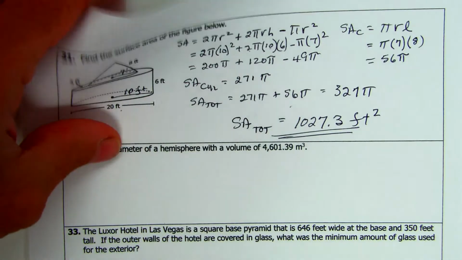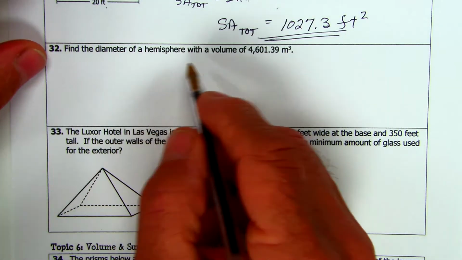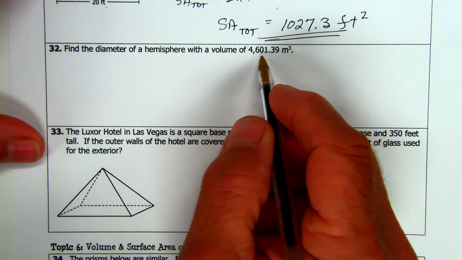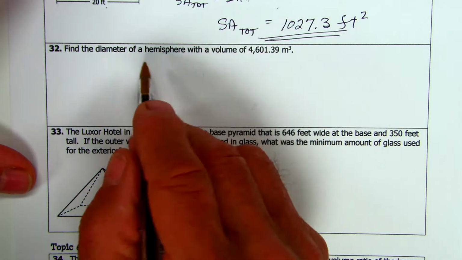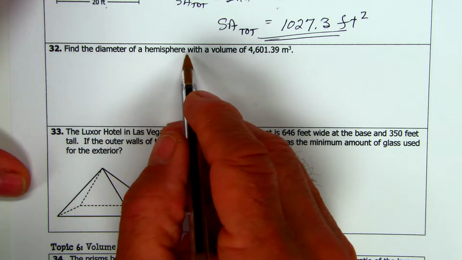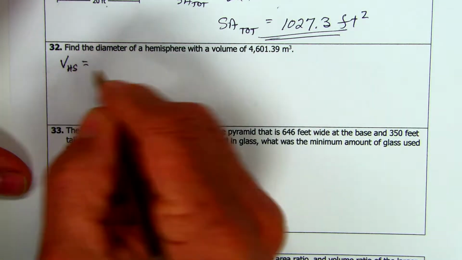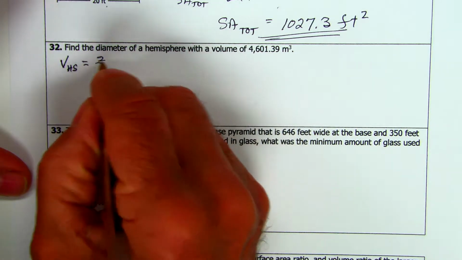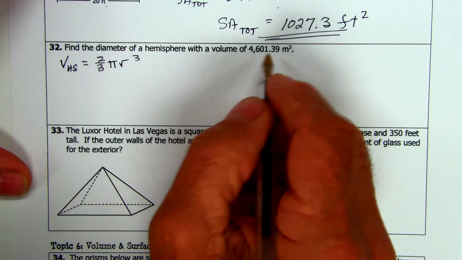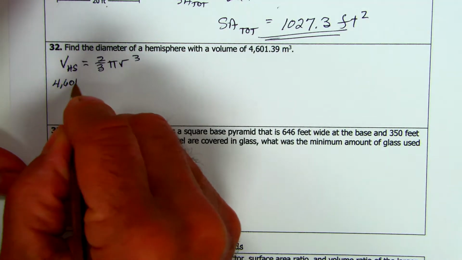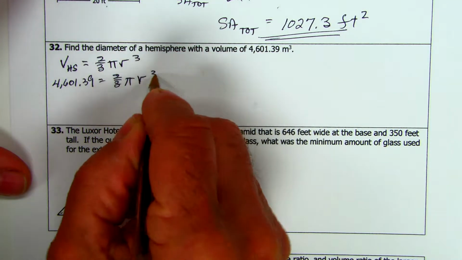Okay, let's move to the next one. So on the next one it says, find the diameter of a hemisphere that has a volume of 4,601.39 meters cubed. So a hemisphere, that's half of a sphere. So the volume for a hemisphere is 2/3 pi r cubed. So here now they tell us the volume, 4,601.39 is equal to 2/3 pi r cubed.